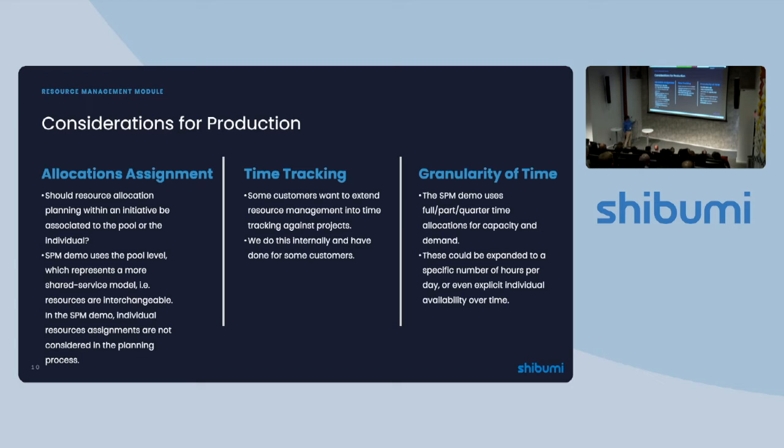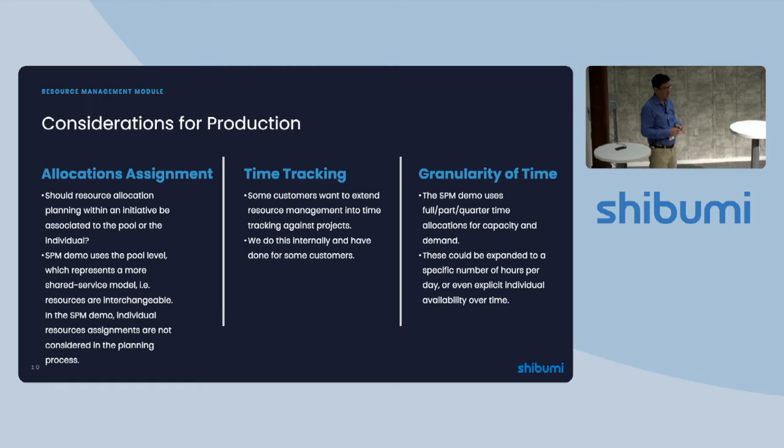And the biggest one is definitely around the allocations assignment. As I mentioned, in our module, in the planning process, we're allocating at the pool level. So we're not really taking into account an individual person's time at all during the planning process, because we assume that we don't know what the schedules are. Someone might leave the company or what have you, so you don't want to schedule in individual people. But we do it at the pool level.